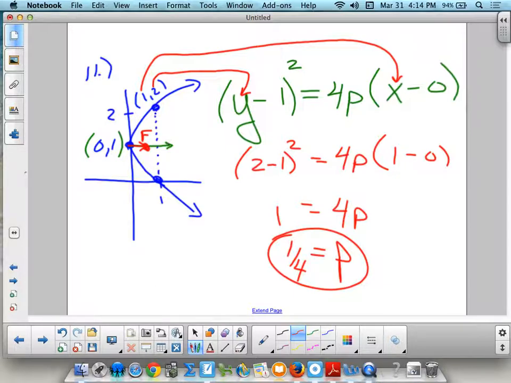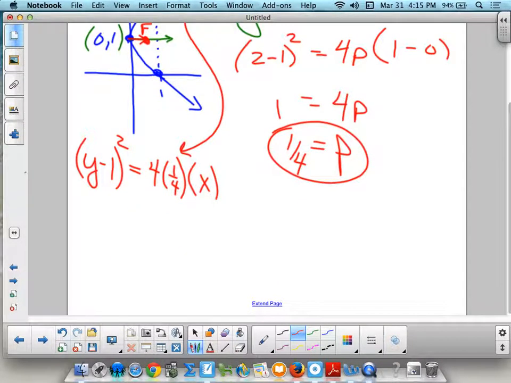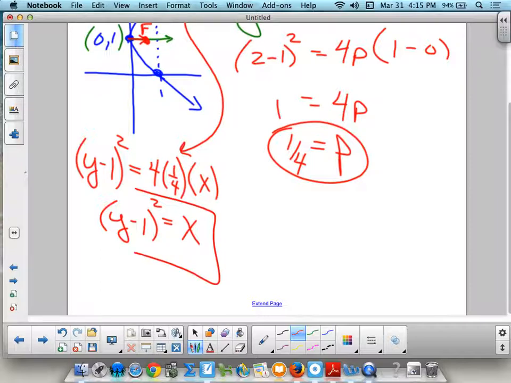So the equation comes right here. It says (y minus 1) squared equals 4 times 1/4 times (x minus 0), which is just x. So the final answer is (y minus 1) squared equals 1x. Number 11, mark it off. It's done.